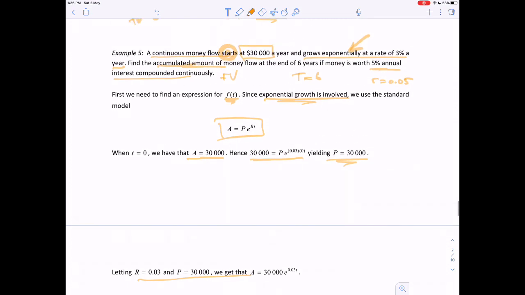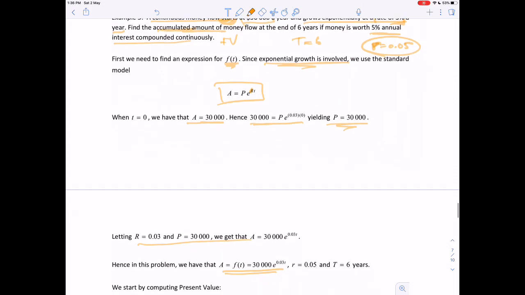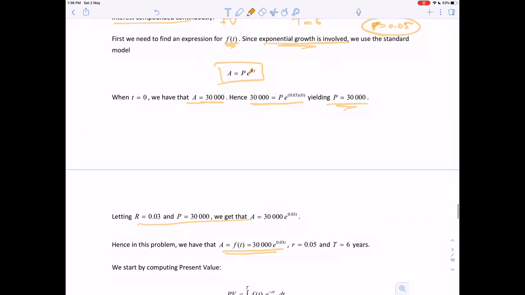Now, I need to be careful here because this r was little r, whereas they gave us another rate here of the function. So that's big R, which is why we have two different values, right? This is big R, which is the rate that the income stream is growing at, whereas this r is the continuous compounding. So don't mix up the two, be careful.